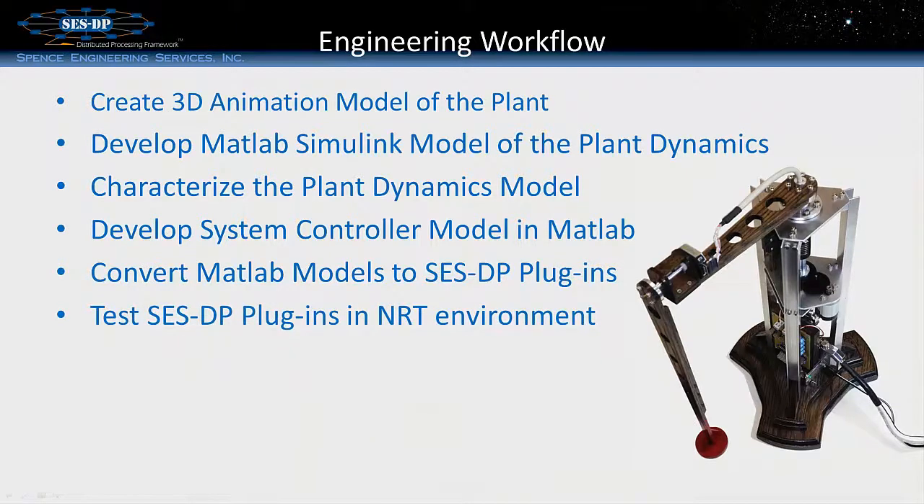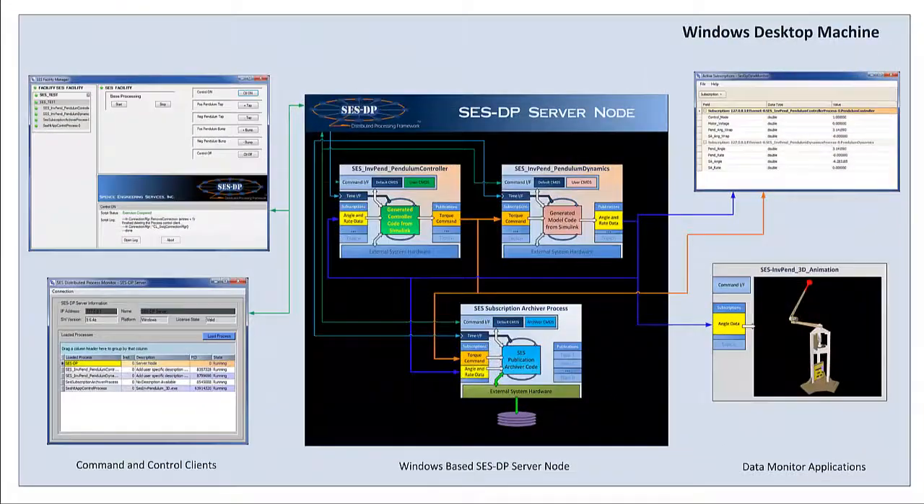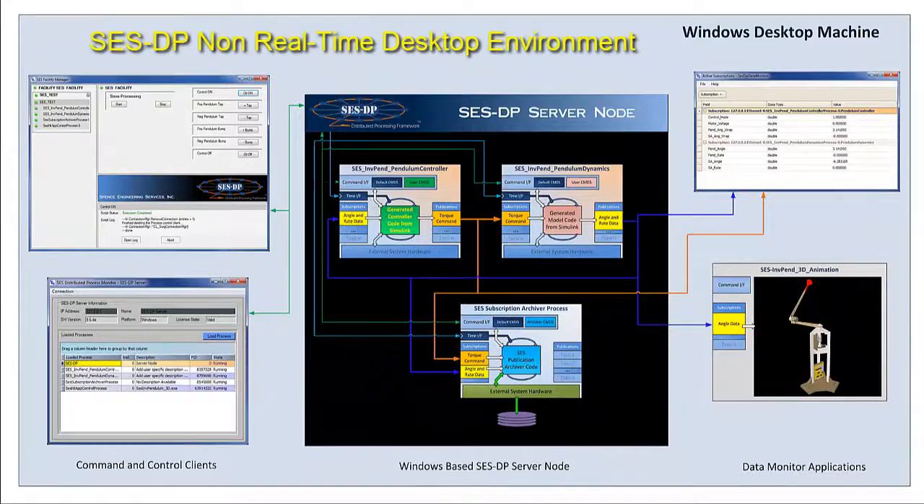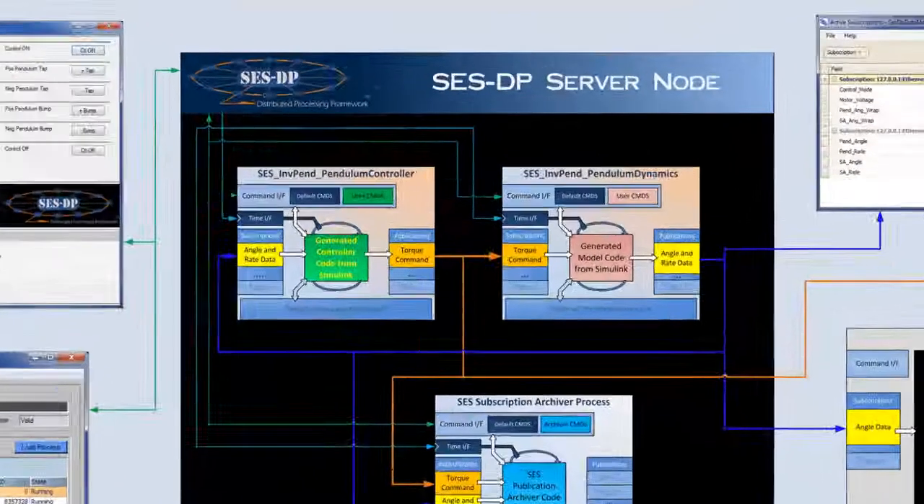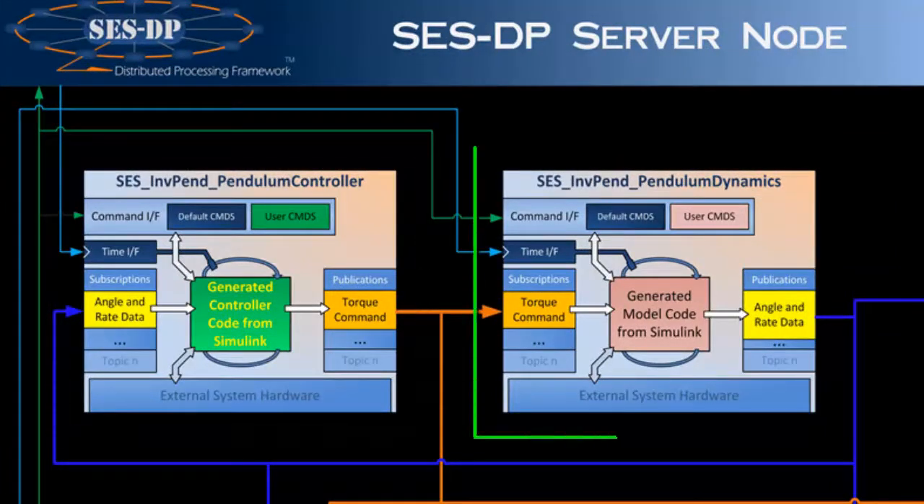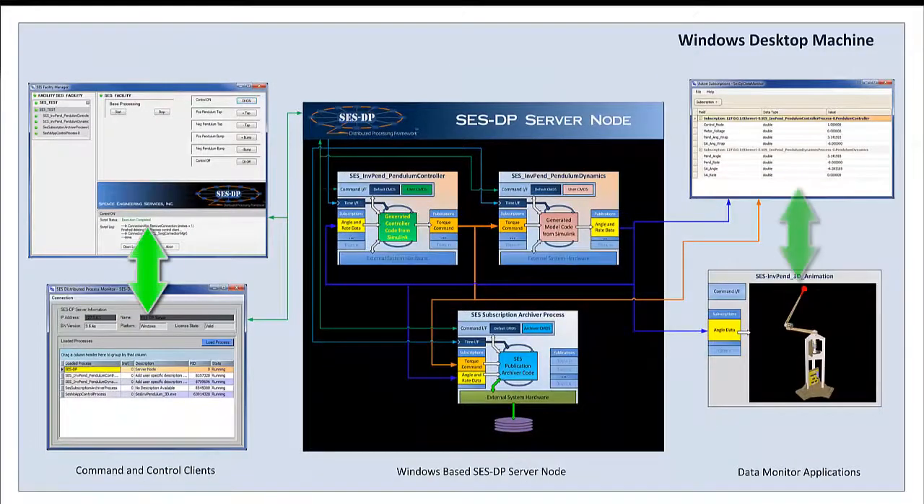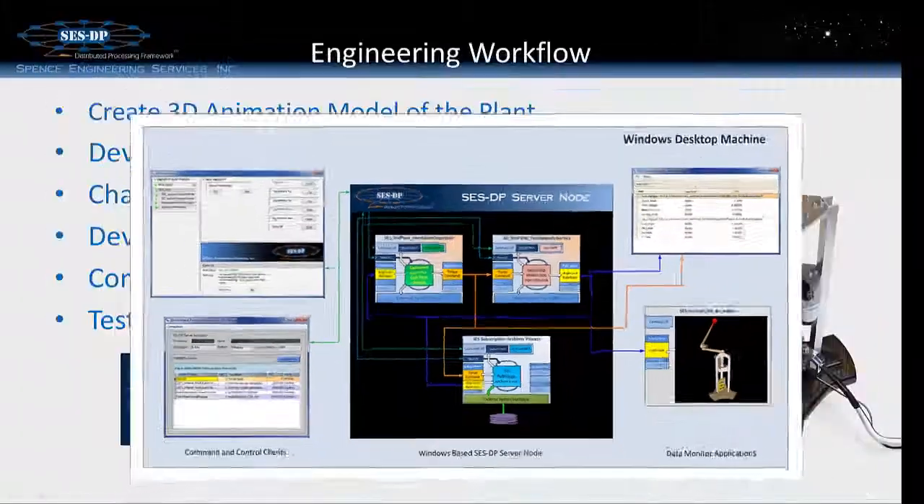These plugins are then compiled for the non-real-time desktop environment, where they are tested in a closed-loop configuration using the SES Distributed Processing Framework. The non-real-time environment shown here is used to test the controller process in a simulated environment. In this case, the controller process runs closed-loop with the plant dynamics process, while the system is commanded and monitored by distributed process clients running on the desktop machine.